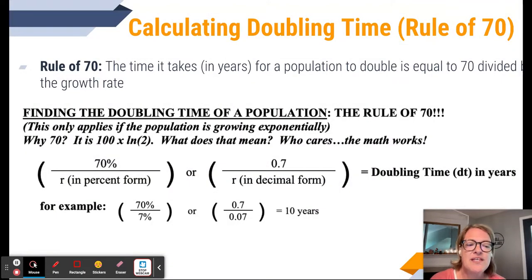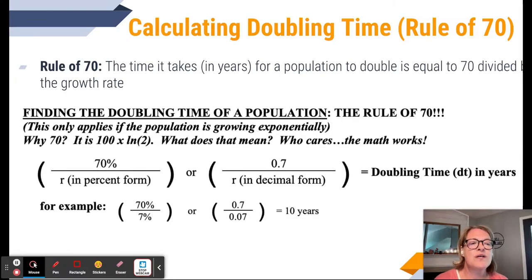Okay, so in this section, there are a couple of different equations that you need to be able to use and apply, and these will also be on the test. Unit 3 is sort of heavy. Unit 3 and Unit 6, our energy unit, are both kind of heavy with equations that you need to know, understand, and apply. So the rule of 70 is the first calculation. This is the time that it takes in years for a population to double.